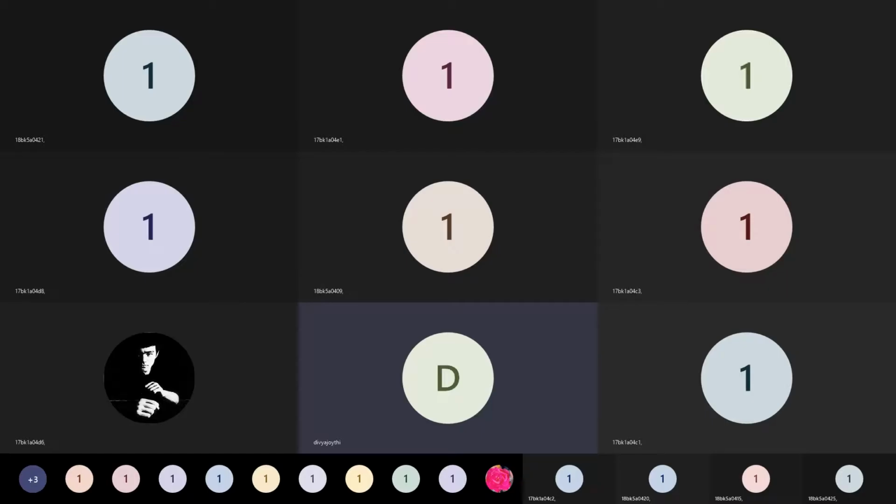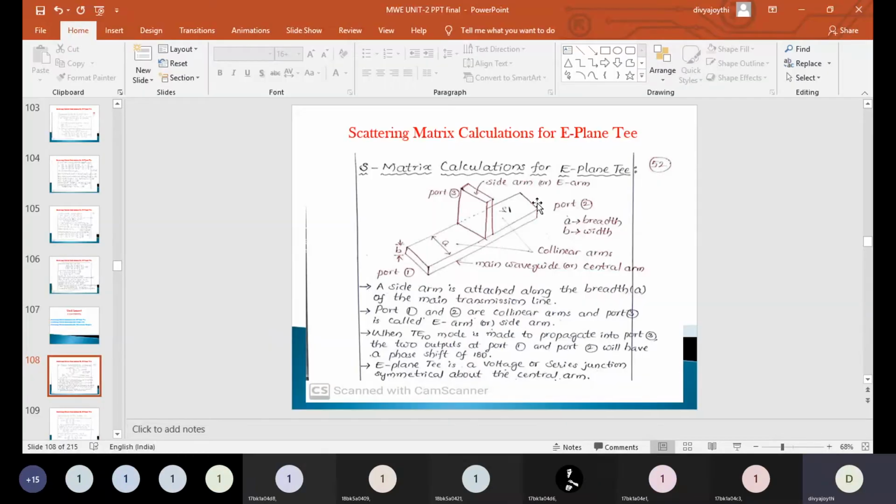So, E plane T, H plane T. The basic difference between E plane T and H plane T is that in H plane T, the signals that we observe at port 2 and port 3 have the same magnitude and the same phase. But in the case of E plane, the waves observed at port 2 and port 3 are not the same. They are going to have a phase shift of 180 degrees.